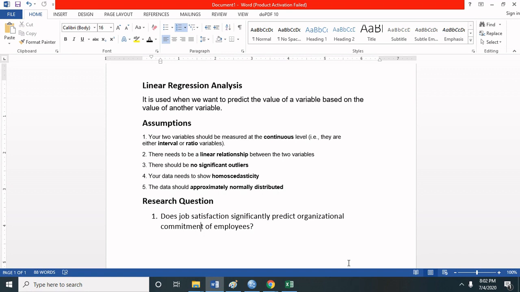So this is an example research question. Does job satisfaction significantly predict organizational commitment of employees? Our dependent variable is organizational commitment, and our predictor variable, or the independent variable, is the job satisfaction. So in this particular question, we wanted to determine whether job satisfaction predicts organizational commitment.